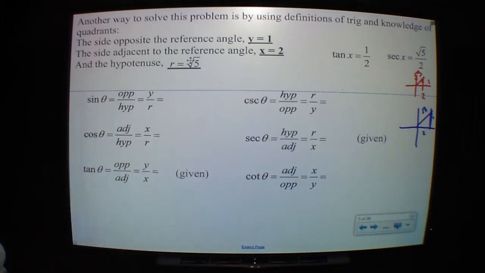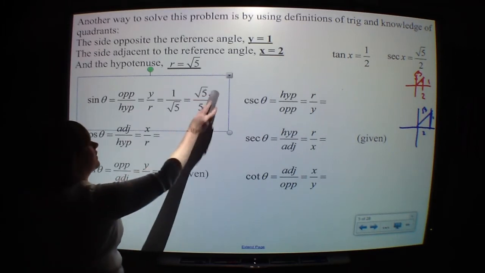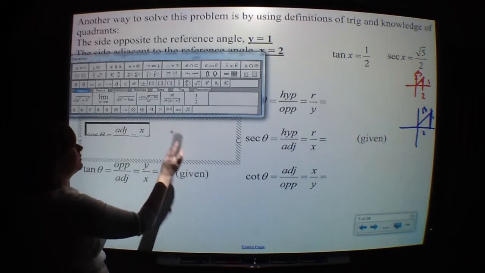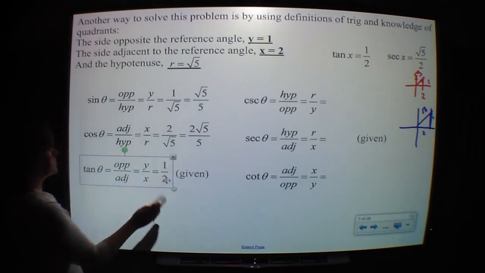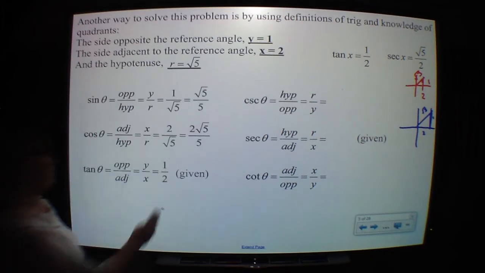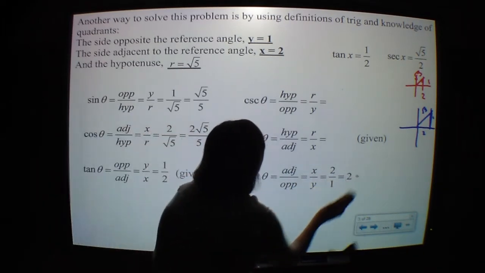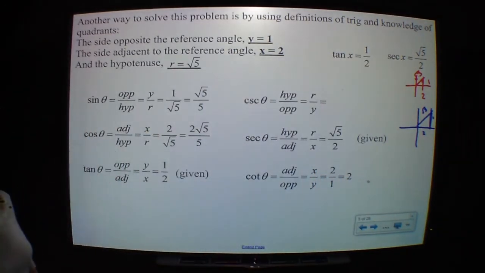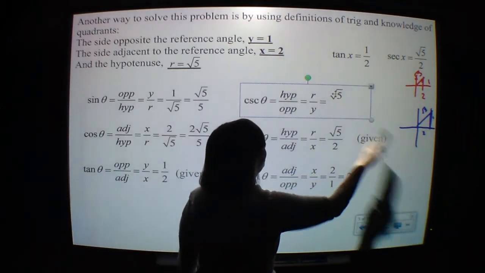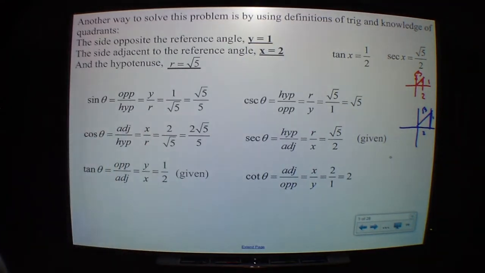And then by the definitions, just plug in what you know. Sine is 1 over radical 5, which is radical 5 over 5. Cosine is 2 over radical 5, which is 2 radical 5 over 5. Tangent was a given, 1/2. Cotangent is the reciprocal, which is 2. Secant was given. And cosecant is my r value, radical 5, over my y value, which is 1, which gives me radical 5. So I'm done.